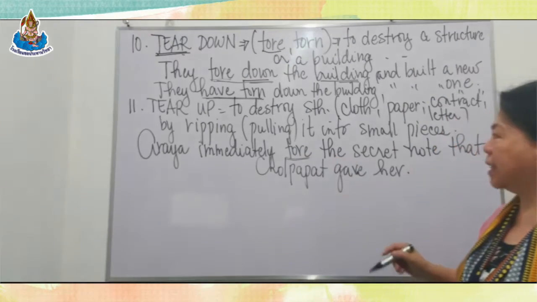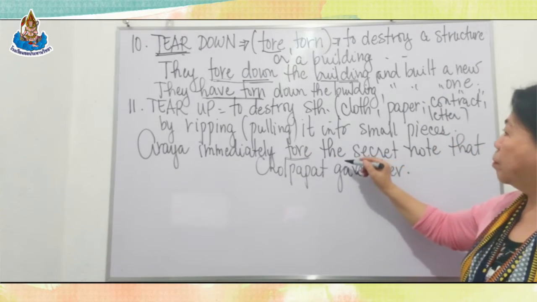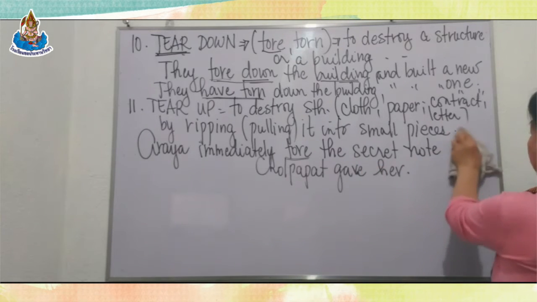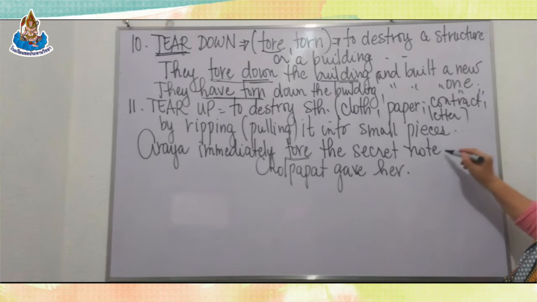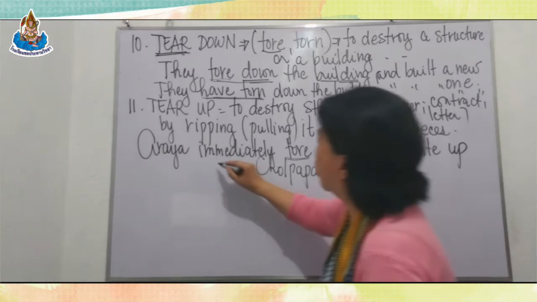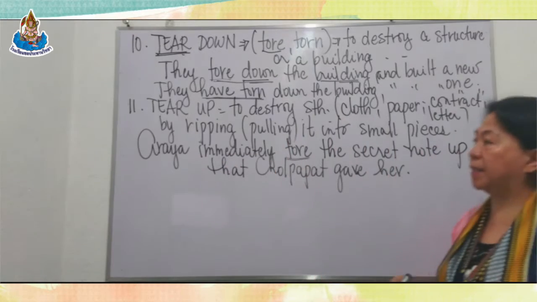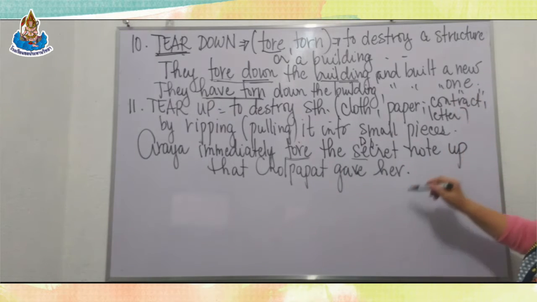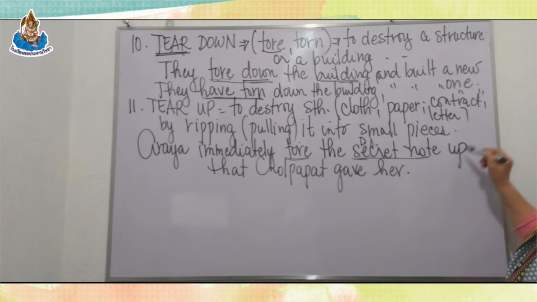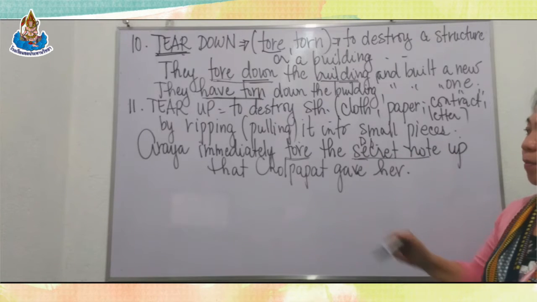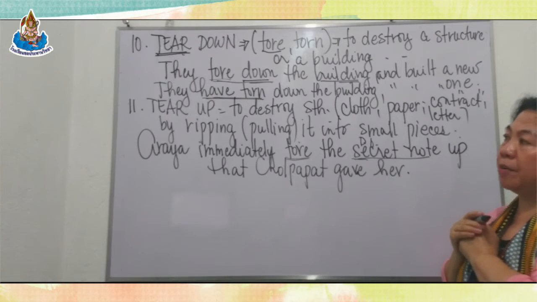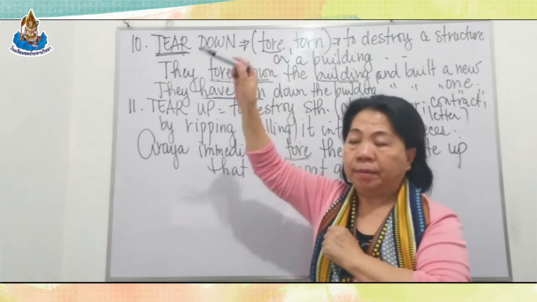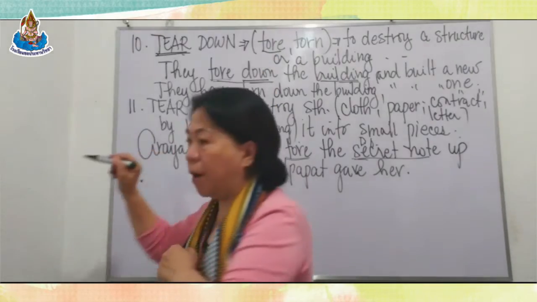Again, we have our past tense form of the verb and tore the secret note up. Okay. I can also separate it like this: tore the secret note up that Cholpapat gave her. I forgot the particle. So we have our verb, our direct object, or the object of our phrasal verb, the secret note, and then up is your particle. So that is how we are going to use tear up. Again, remember the difference between tear up and tear down.